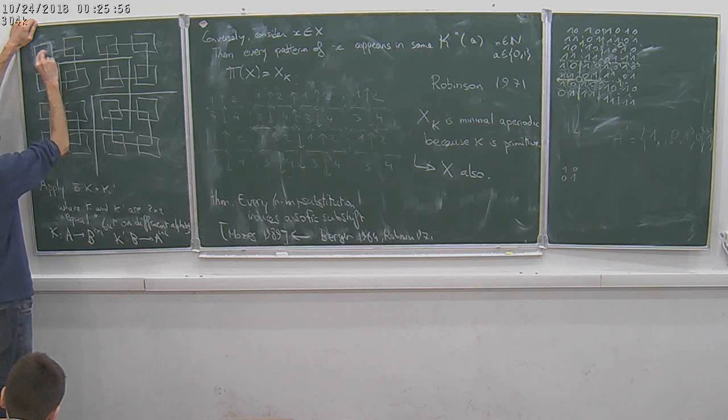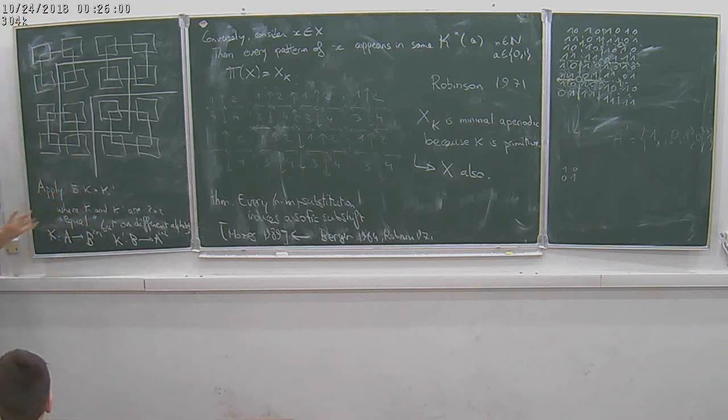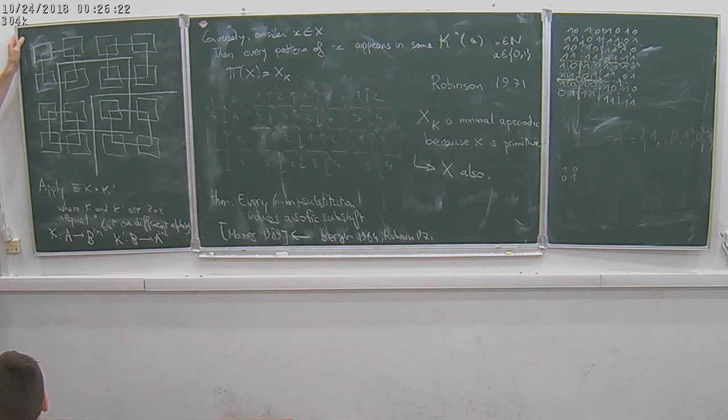Can you repeat how it's connected to the Turing machine? I didn't say it yet. What I'm trying to do is to build a subshift where every configuration has arbitrarily large squares, and in these squares I will put space-time diagrams of Turing machines.